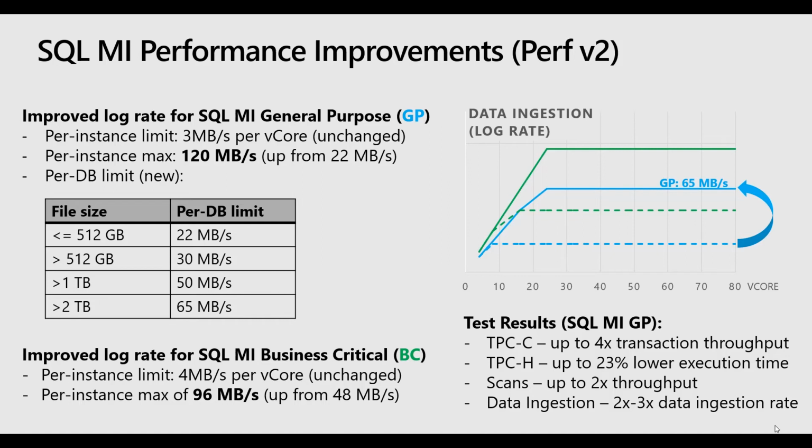Now, if we take a look at the test results for the general purpose service tier, we can see multifold improvements. For example, TPCC shows 4 times better transaction throughput. Scans are twice as fast. Data ingestion shows 2 to 3 times improvement in terms of the data ingestion rate. TPCH also shows 23% lower execution times. We also improved the log rate for the business critical service tier. We doubled its cap from 48 megabytes per second to 96 megabytes per second.